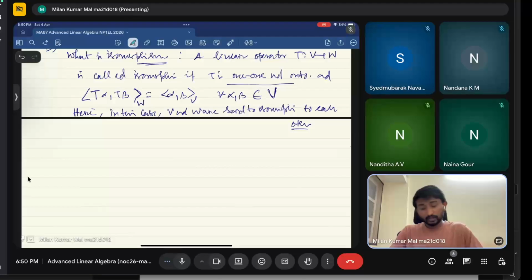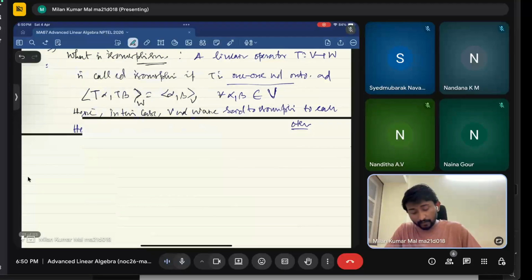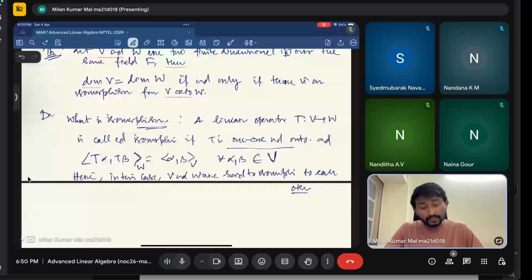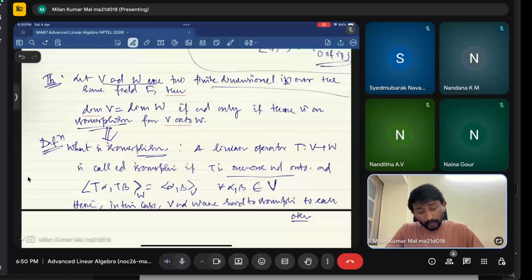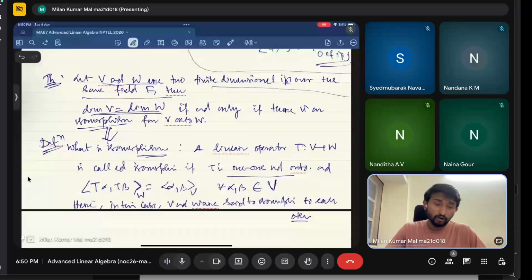But this is not our target. So this is something like a definition. I'm saying what I mean by the isomorphism here. The theorem says that if V and W are two finite dimensional inner product spaces over the same field F, then dimension of V equals dimension of W if and only if there is an isomorphism from V onto W.